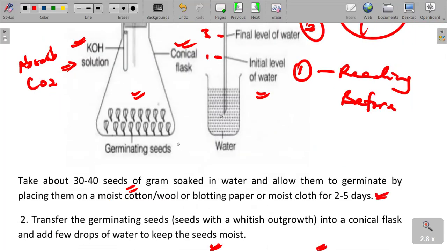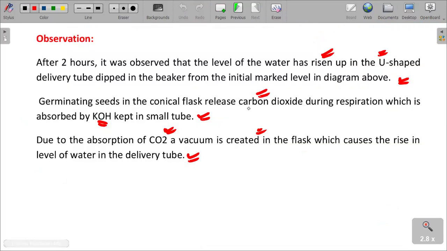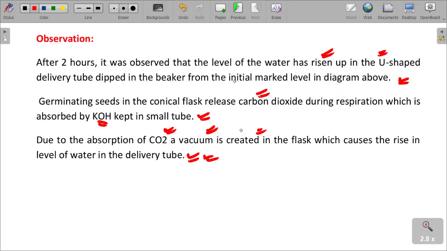So because the carbon dioxide is being absorbed by what? By the potassium hydroxide there. That is what is happening. So due to the absorption of carbon dioxide, a vacuum is created in the flask, which causes the rise in the what? In the level of water in the delivery tube. So what is happening is that carbon dioxide is produced, and it is absorbed, which causes a vacuum to be created in the conical flask, and then the level of water rises in the delivery tube, which we have seen there.